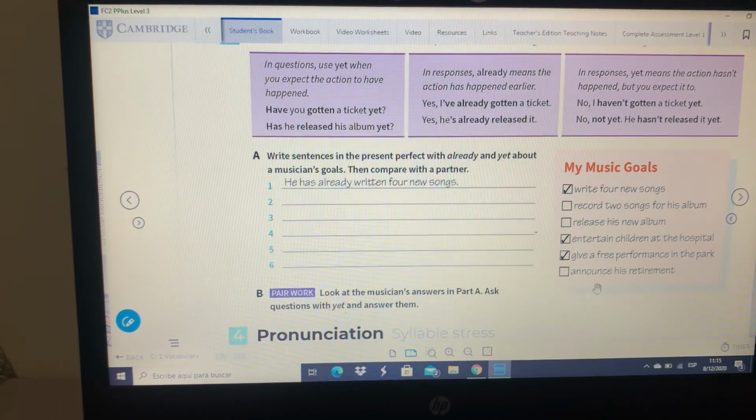And you say, for example, using announce, he has already announced his retirement. If it is negative, you can put he or she hasn't, like here, she hasn't released his new album, and so on. You can write the sentences and you can send me the sentences that you want.